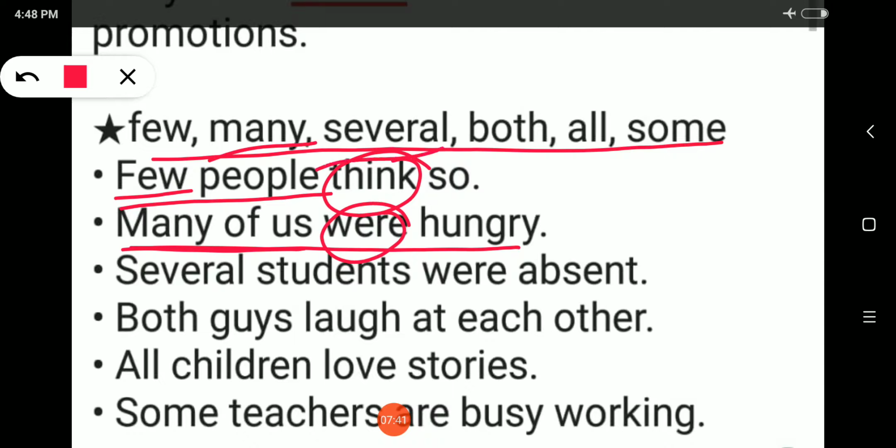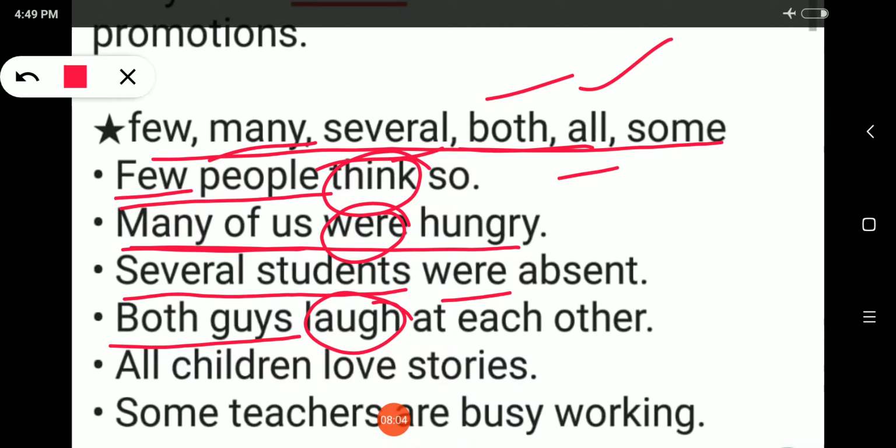Next one, several. Several students were absent. So here several students is the subject, were is a plural verb. Next one, both. Both the guys laugh at each other. So here both guys is the subject, laugh is a plural verb. Next one, all. All children love stories. So all children is the subject, love is the verb.